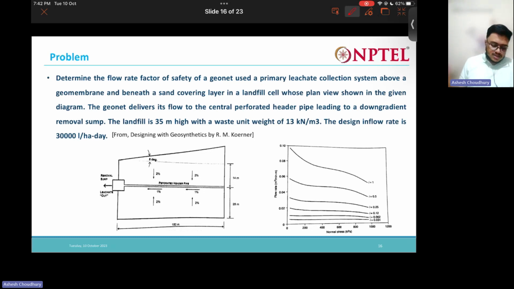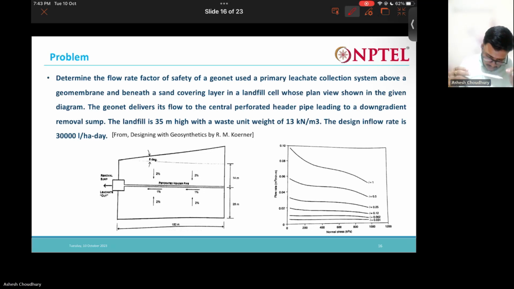The inflow rate is given. So this is actually a drainage problem, right? So you have a landfill. The plan view of the landfill is shown, the top view. Beneath the landfill, we have a perforated pipe. So we have a sloping ground like this. Here you have slope, this side we have slope. In the center we have a perforated header pipe.